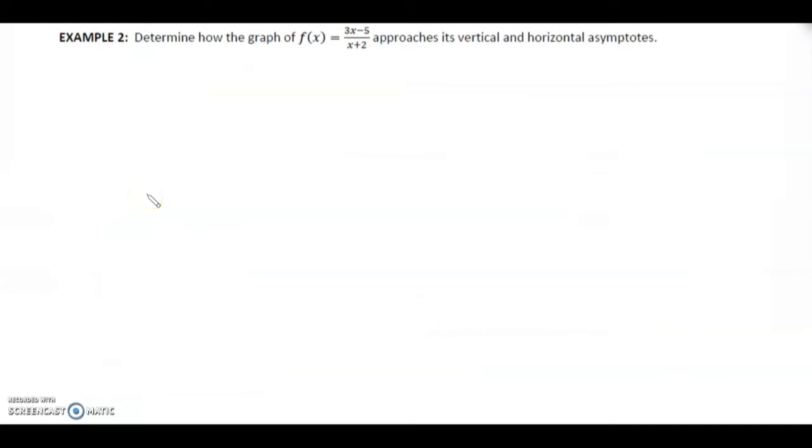Okay. So example 2, determine how the graph of f at x equals 3x minus 5 over x plus 2 approaches its vertical and horizontal asymptotes. So first of all, let's actually state the vertical and horizontal asymptotes. Okay, horizontal asymptote, we have an x over an x, so our horizontal asymptote is at y equals 3. Our vertical asymptotes are going to be whenever the denominator equals 0, so we get x equals negative 2.